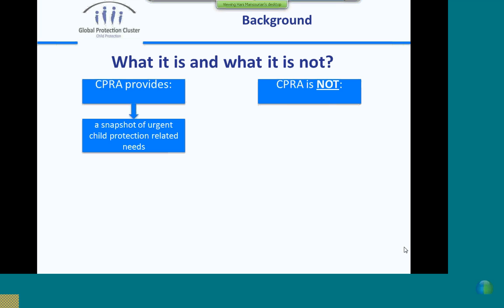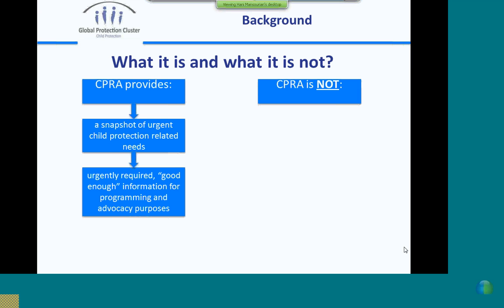So because of that, we will say that it provides us with a snapshot of urgent child protection needs. It gives us, quote unquote, good enough information for programming and advocacy purposes. So it's nothing beyond good enough. It's not perfect. When you get more familiar with the toolkit, you will see that there are a lot of questions that could go into more details and dig deeper.